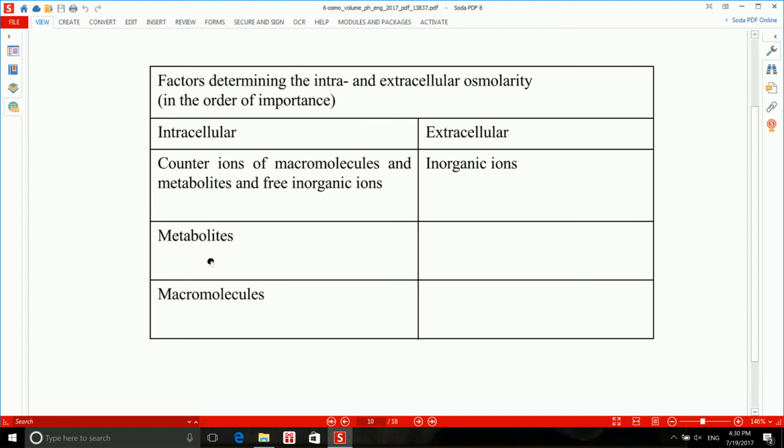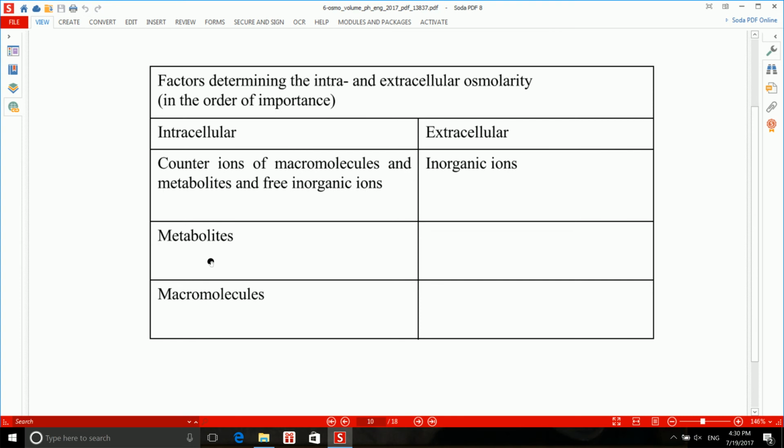Well, metabolites are organic material in the cells. So the main difference between metabolites in these situations that we are talking about is that metabolites can polymerize or depolymerize, the thing that inorganic ions cannot do. So what does that mean?